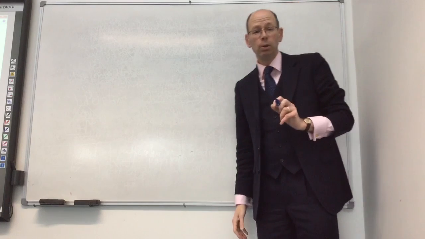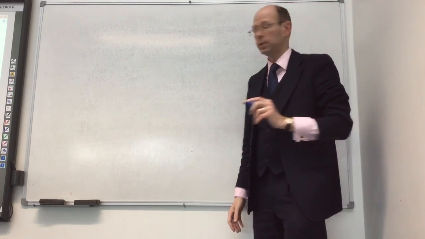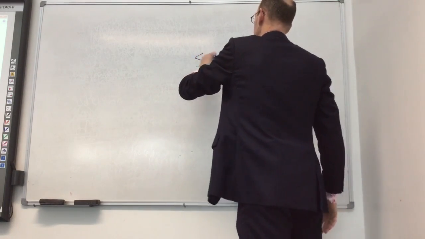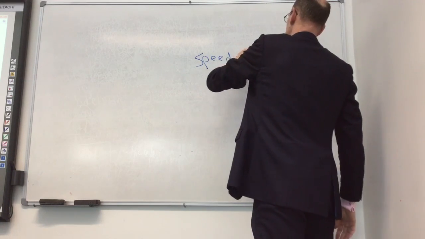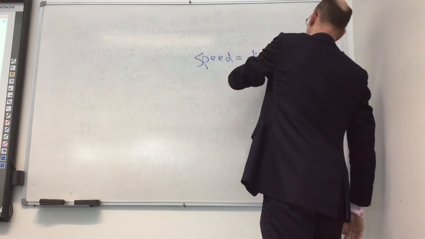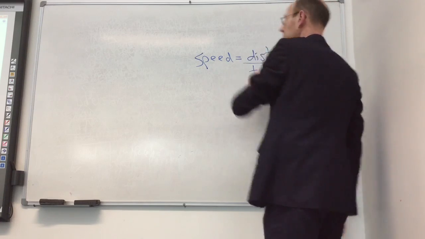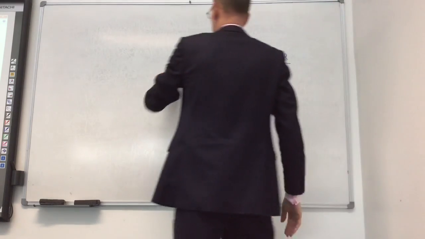Okay, I'm going to explain to you all you need to know for the test tomorrow. Here goes. First of all, speed is distance divided by time. And if you like triangles, that looks like this.